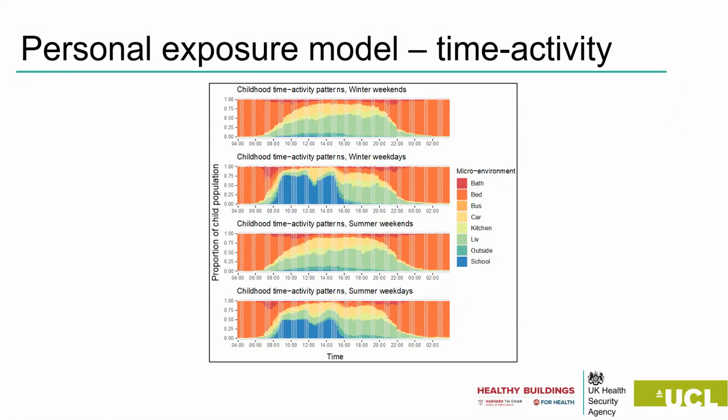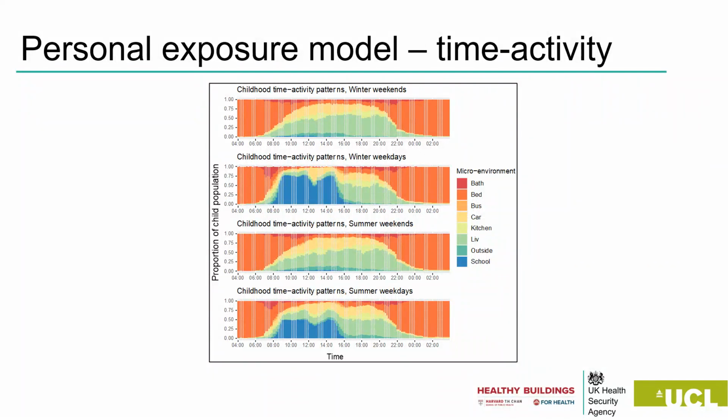So we have these concentrations in non-domestic and domestic microenvironments, and we then weight them by the time activity information. This is from the 2014 to 2015 NatCen time use survey, and it shows the proportion of the child population on the Y that are in different indoor and outdoor microenvironments throughout different times of the day. You can see the blue peak is when they report they're at school. It's quite significant on weekdays, but not so on weekends.